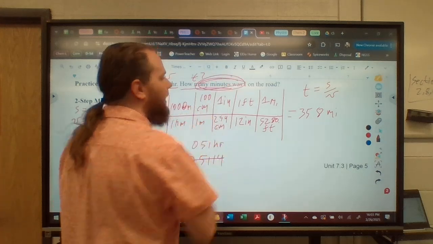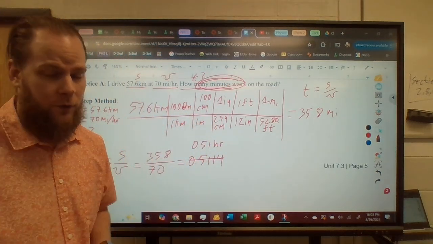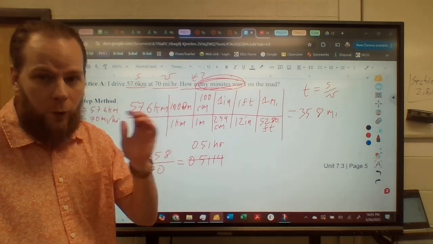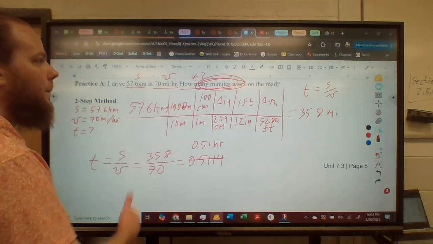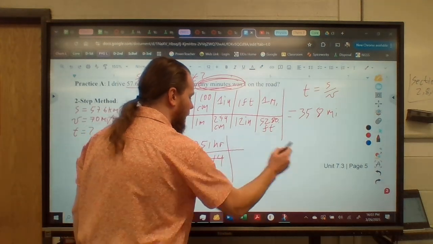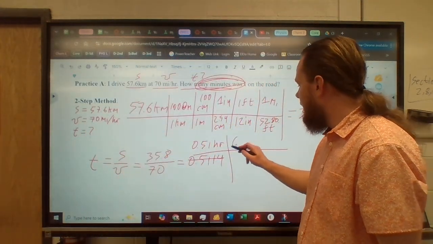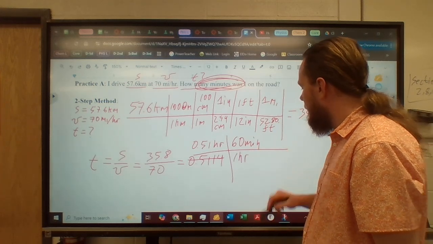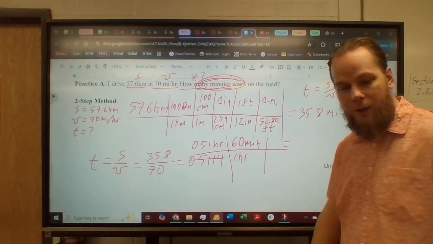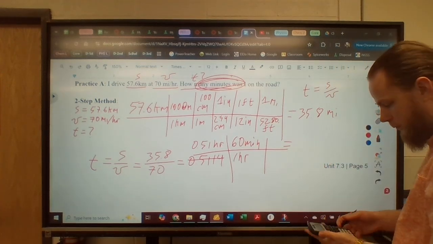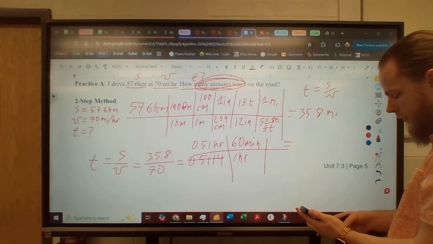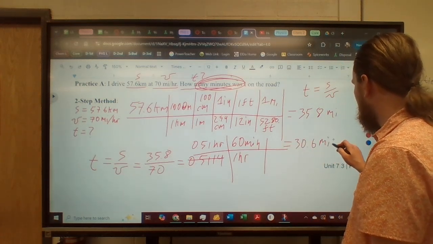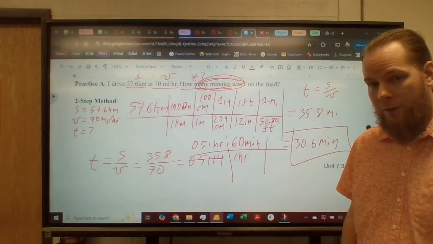That is not the answer we're looking for. We want minutes. So now we take this number, do another conversion table real quick, and convert that from hours to minutes. So there are 60 minutes in 1 hour. So we just need to multiply by 60 to get our final answer. 0.51 times 60 will give us 30.6 minutes. And that is going to be our answer.